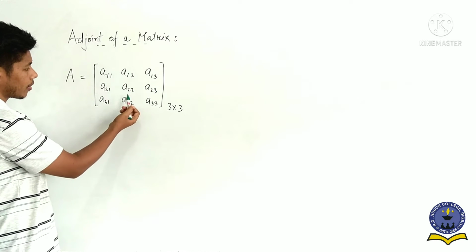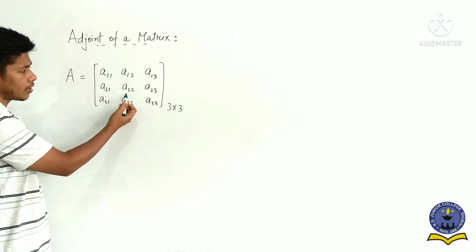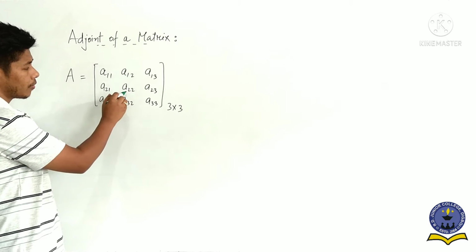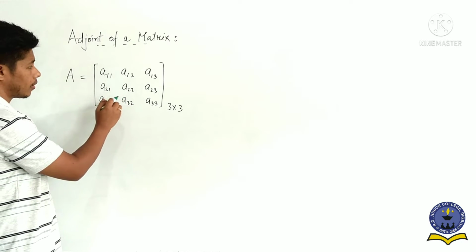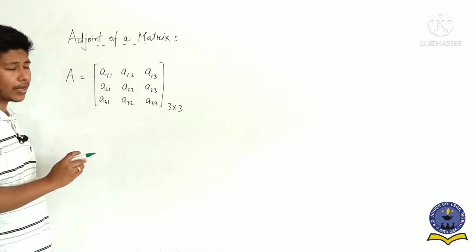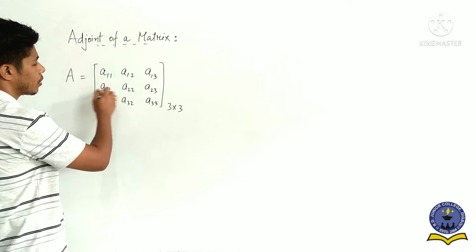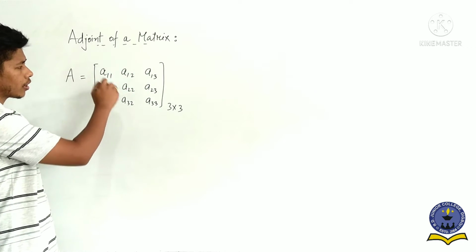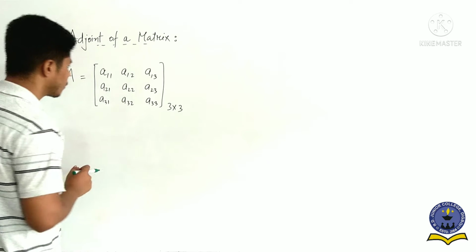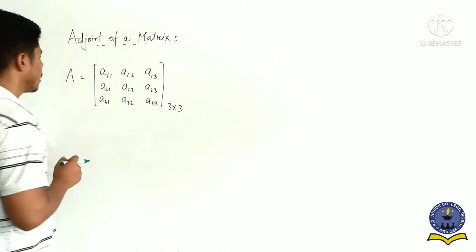Similarly, if we check another one, suppose A22, what is the meaning of this one? Second row, second column, and these are known as elements. And how many rows are there? 3 rows as well as 3 columns. That's why this is known as a 3 by 3 matrix.